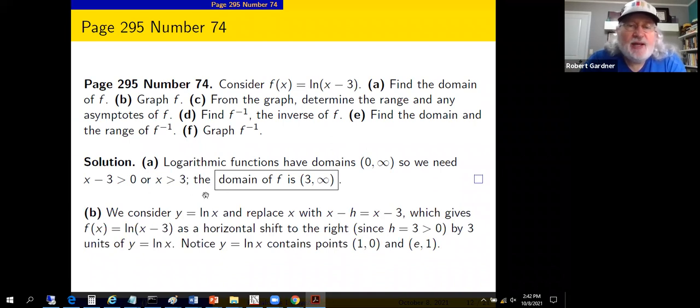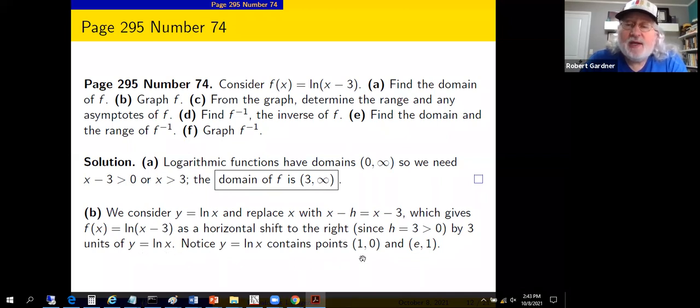Let's graph by starting with the natural log function. I guess that's in our library of functions, and we'll replace x by x minus 3, x minus h, where h is 3. And this gives a horizontal shift to the right. It's to the right since the h parameter is positive. Maybe go back and look at the sections on transformations that we dealt with, and I think it's in chapter 2. So translation to the right by 3 units of the natural log function.